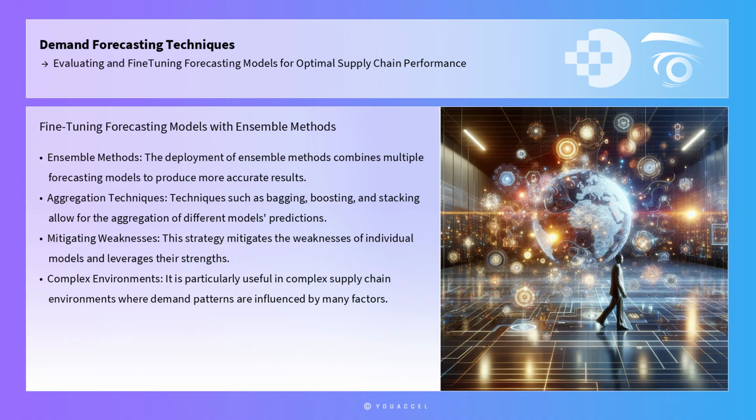Techniques such as bagging, boosting, and stacking allow for the aggregation of different models' predictions, mitigating the weaknesses of individual models and leveraging their strengths. This approach is particularly useful in complex supply chain environments where demand patterns are influenced by a multitude of factors.